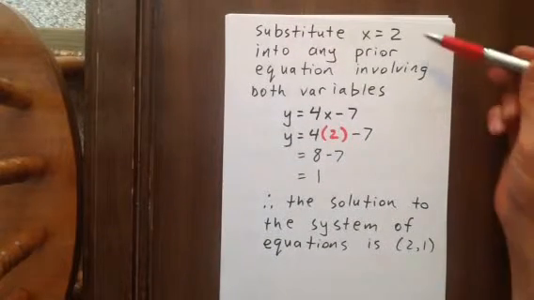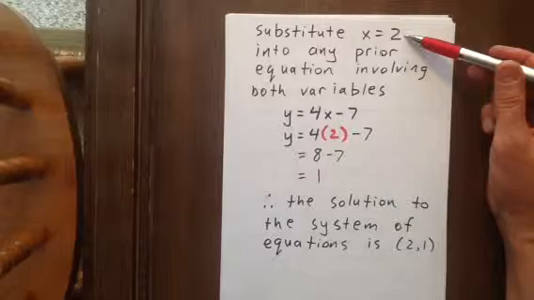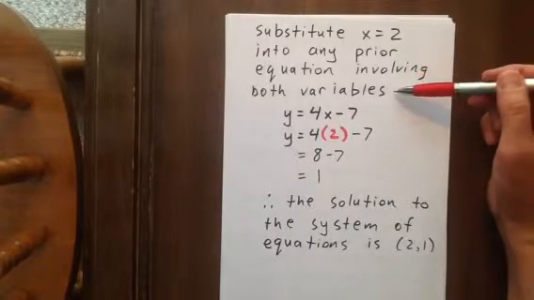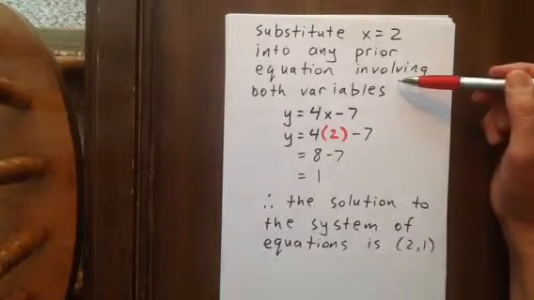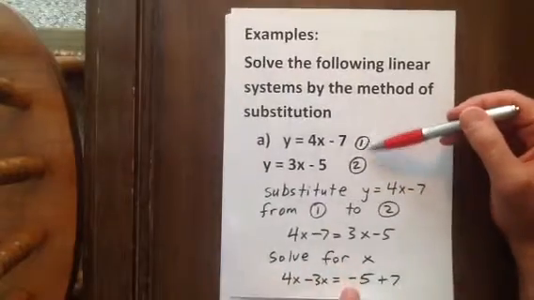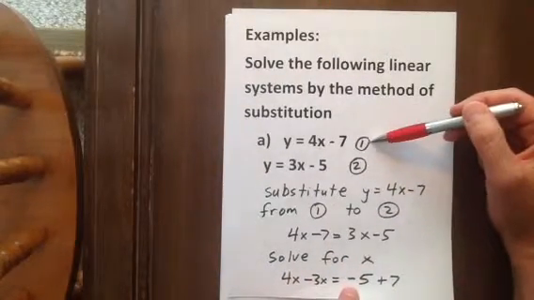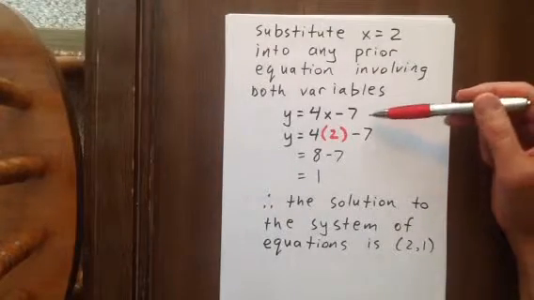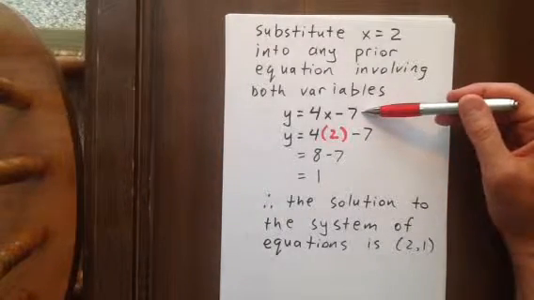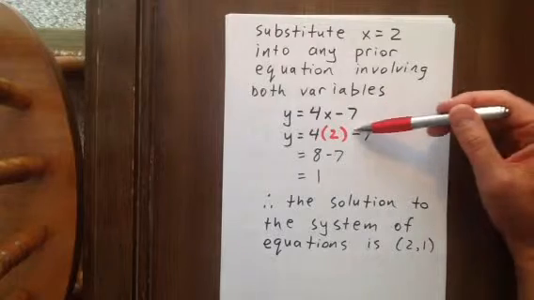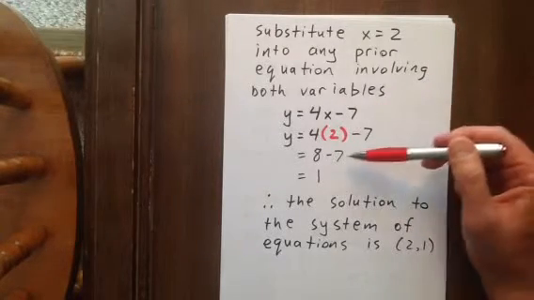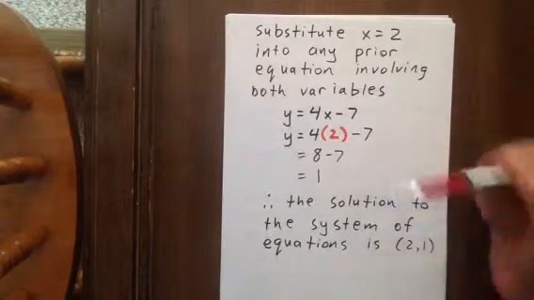Now that we know that x equals 2, we can sub that value in to any prior equation involving both the variables. So we look at the start, we had equation 1 or equation 2. We just choose equation 1, why not? And we substitute the value of 2 in for x. So we can say that y equals 4 times 2 minus 7, and that's 8 minus 7, which is 1.